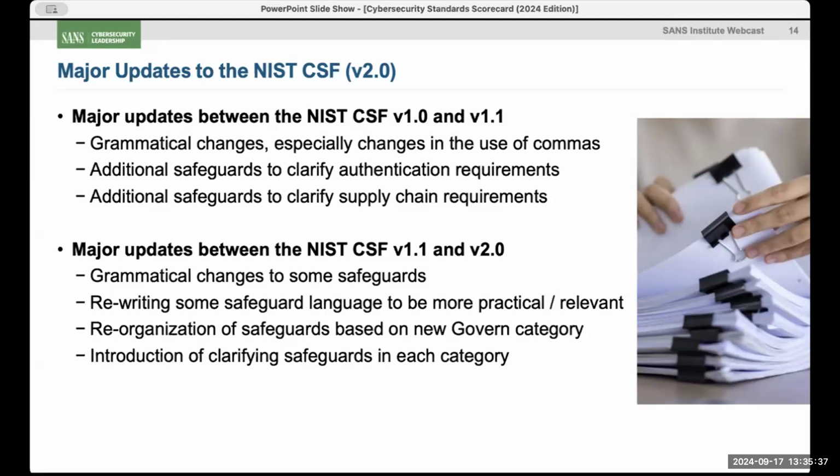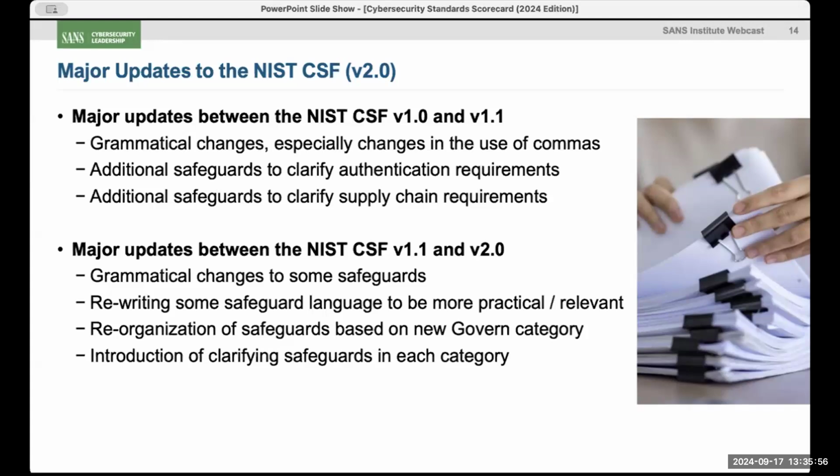They also, again, rewrote some of the safeguard language to be more practical, more relevant, more specific. Again, I liked all of that. And they used the new govern category that was there. And they even did a little bit of clarifying safeguards in each category as well. So a little bit more clarification and practicality, like I said.